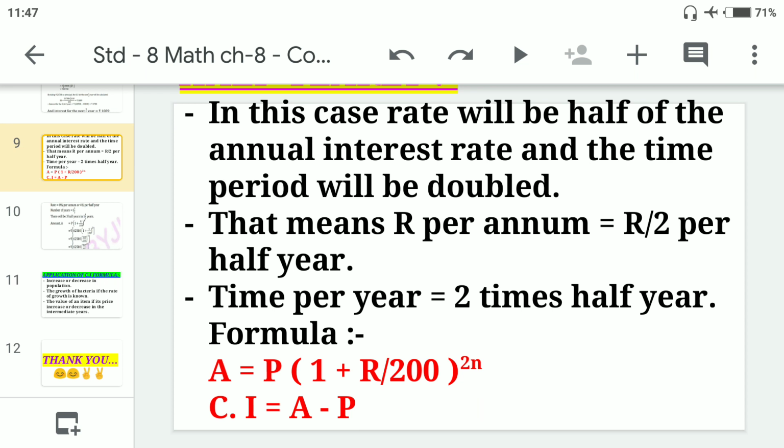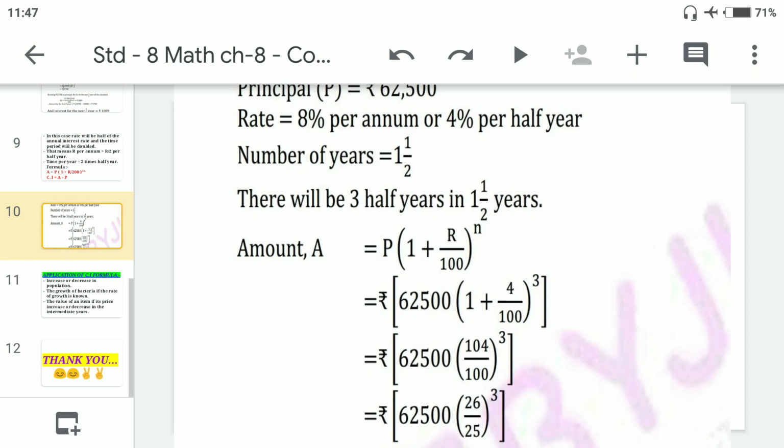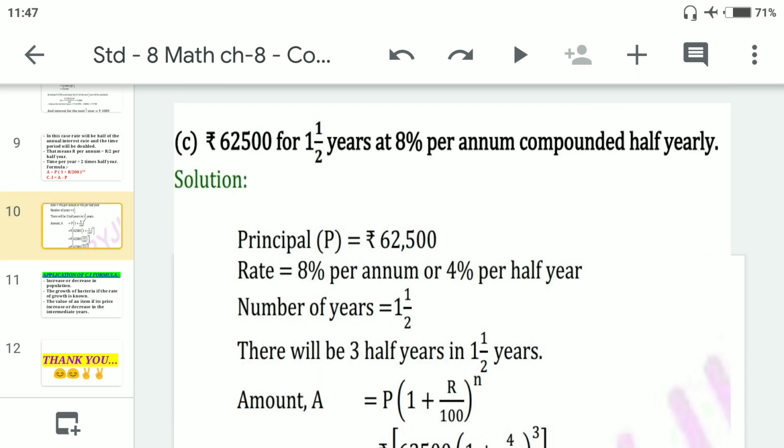So the formula becomes what? Now A equal to P whole 1 plus R divided by 200 to the power 2n. This 200 means R by 2 into 100. And here also the compound interest equal to A minus P. So here simply the changes is rate becomes half and number of time becomes 2n. It is half yearly. So the example here, 62,500 for 1 whole 1 by 2 year at 8% per annum compounded half yearly.